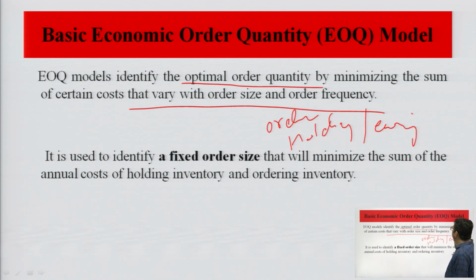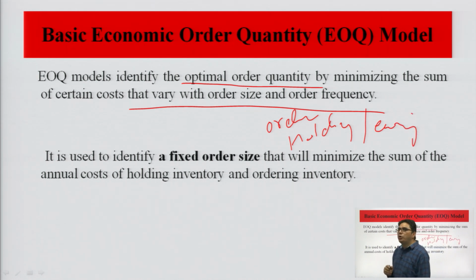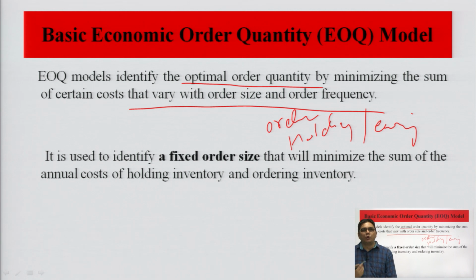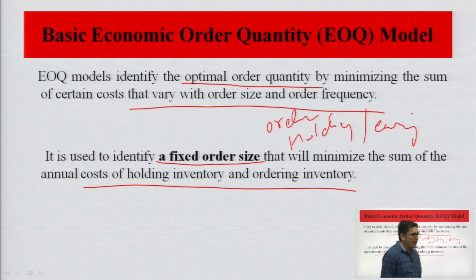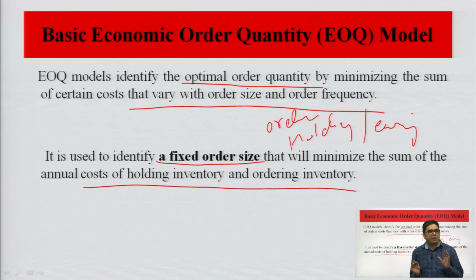So, this economic order quantity will help the organization to know the optimum or fixed number of items that a particular company needs to order, and how the annual cost of holding or ordering can be minimized. This is the primary reason why the economic order quantity model came into existence.